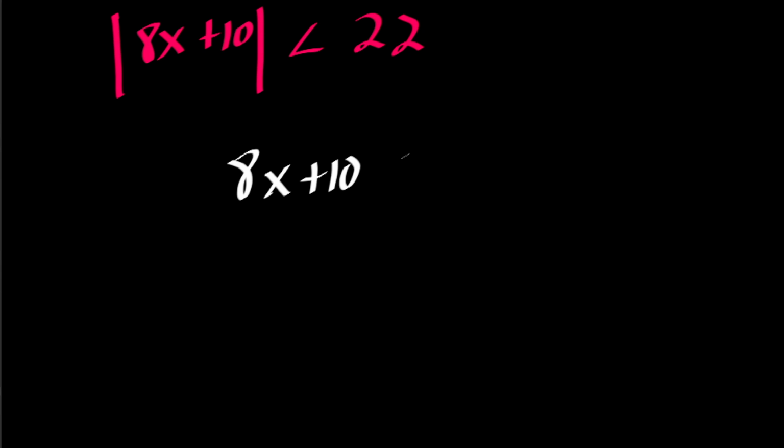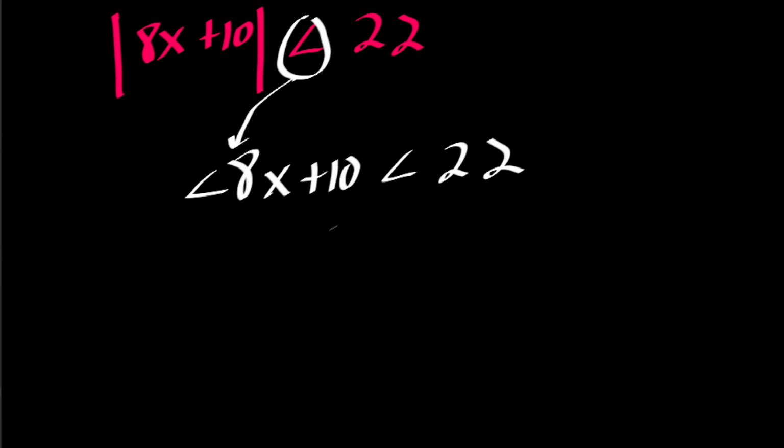And then I'm going to bring down everything just like it looks, just getting rid of the absolute value. Now, I can take this symbol and almost copy and paste it to the left, because by putting it on the left, technically I'm flipping it. And then I can take 22 and make it negative 22 and put that on the left. So now let's look at solving this.